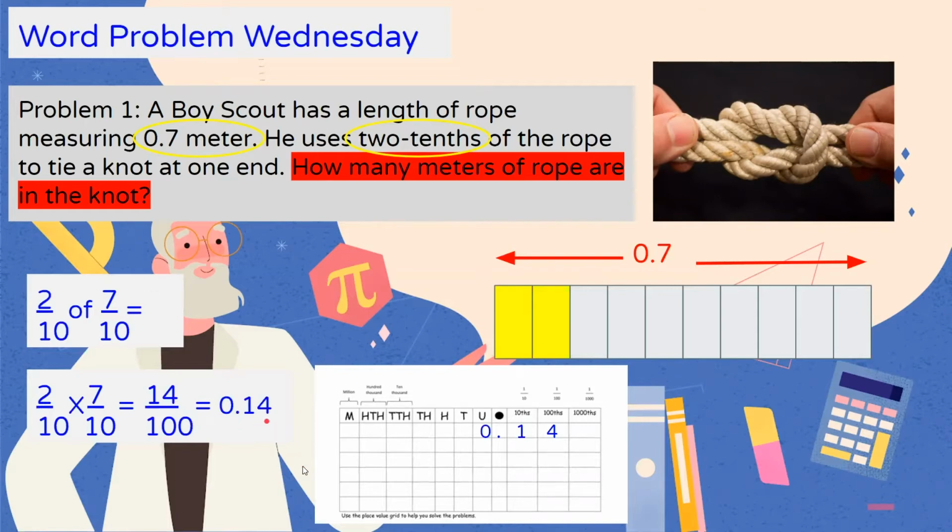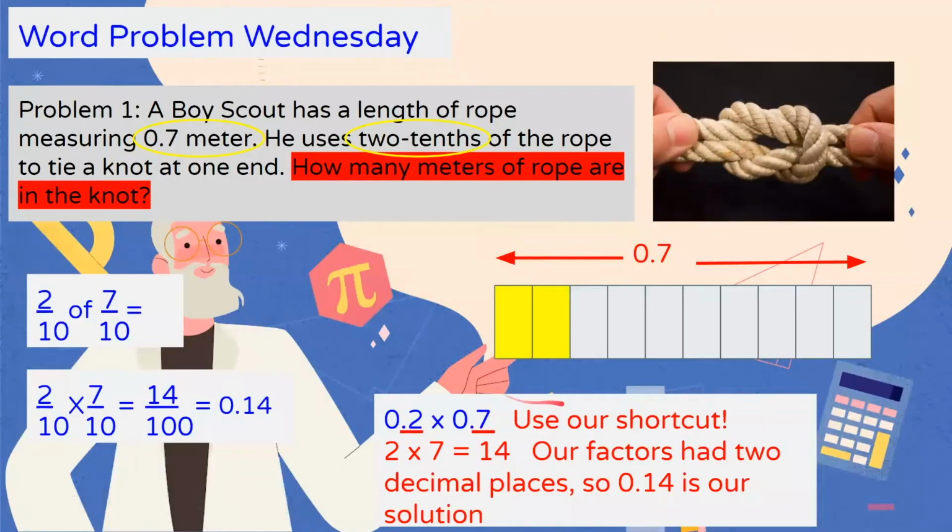So with here, we know 14 100ths can be written as 0.14. We can see it on our place value chart as well. There we have no whole units. There's our decimal. We have 1 in the 10th unit and 4 in the 100th units. So we've confirmed now with our place value chart that our solution makes sense.